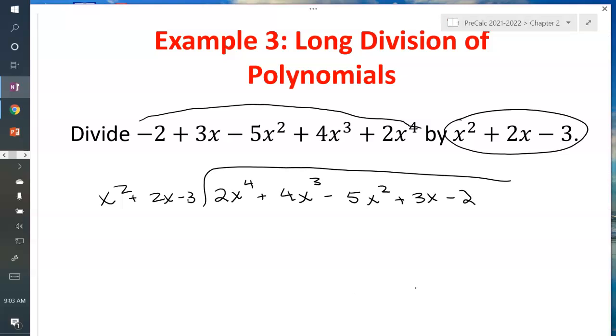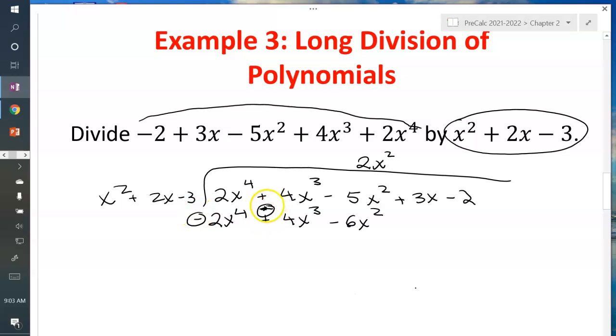All right, so just like we did before, I'm going to start with x squared, and I'm going to see how many times x squared goes into 2x to the fourth. And it goes in 2x squared times. Multiply: 2x to the fourth plus 4x cubed minus 6x squared. Change your signs.